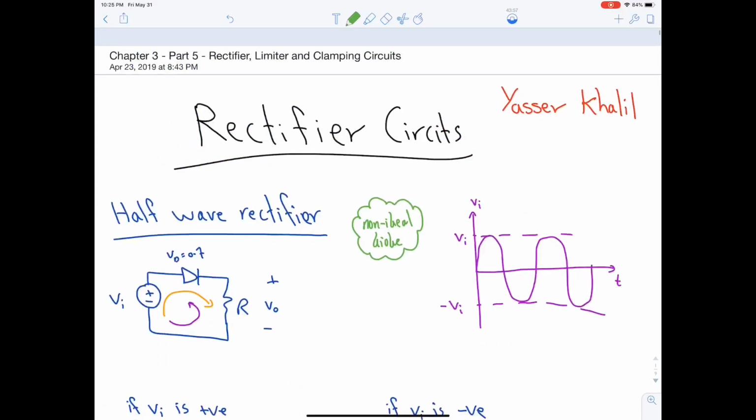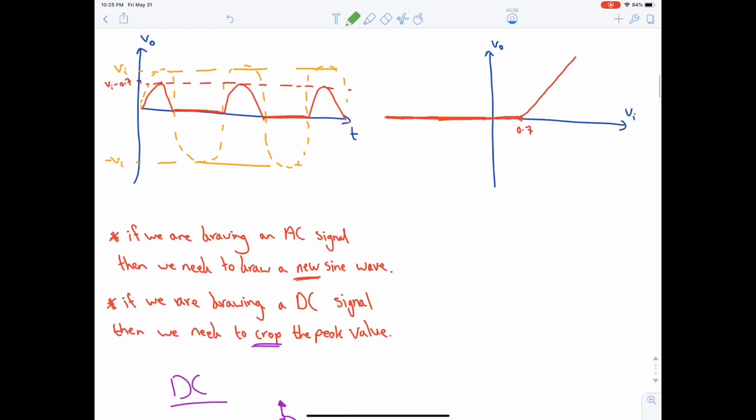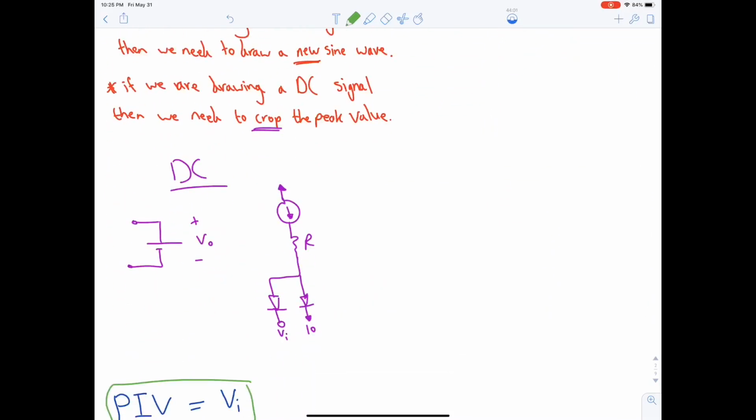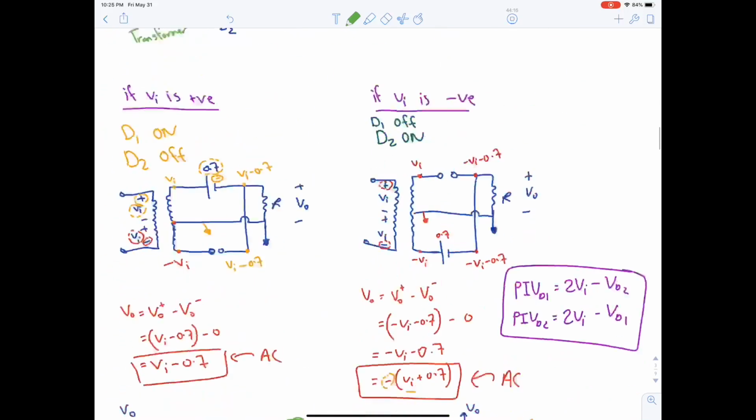As I mentioned here, there are two cases for DC, two cases only. And one of the cases has been satisfied, where V output is across a DC voltage source. Okay.